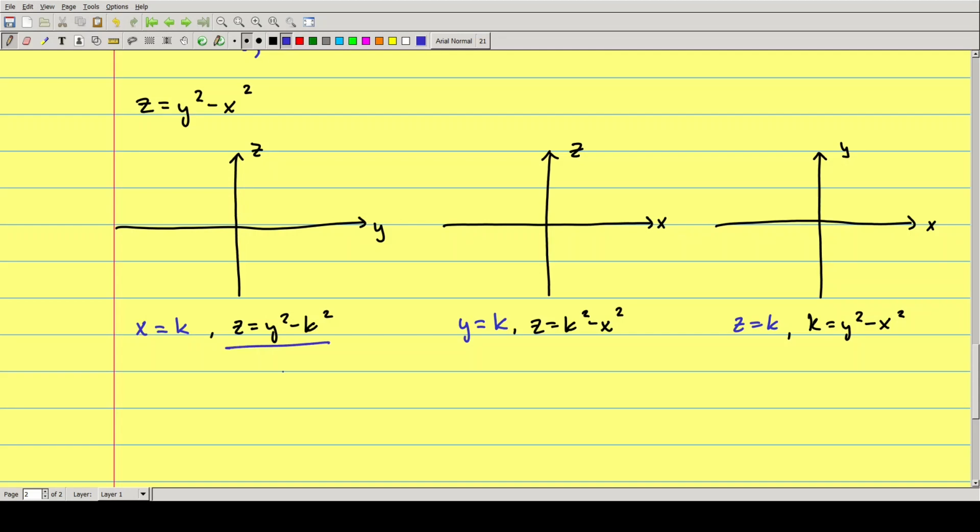Now, when we reduce it to this type of expression, you should have a little bit more familiarity with this and be able to guess, based on what these equations look like, most of the time what the graph looks like. So what does the graph of z equals y squared minus k squared look like? Why would it be a hyperbola?